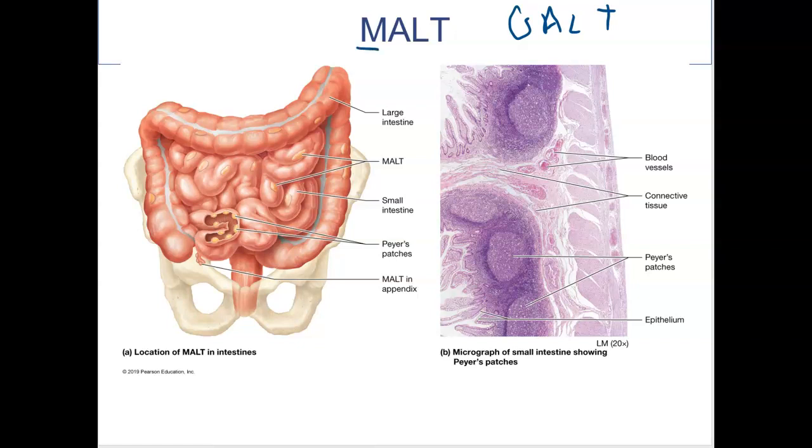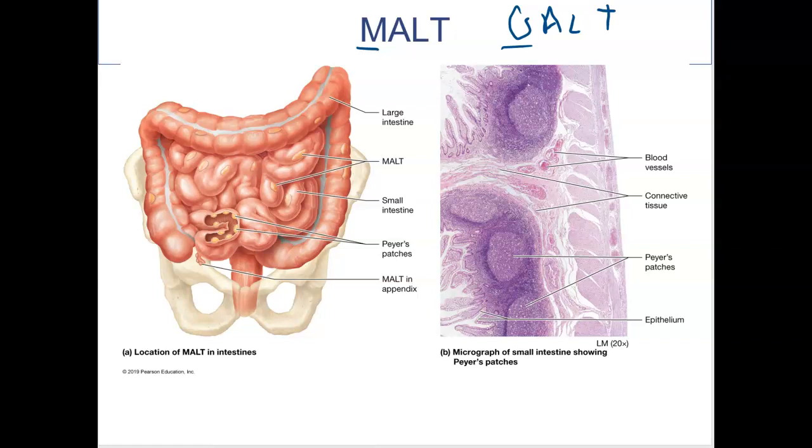Mucosa-associated lymphatic tissue, or they'll call it GALT for gut. Same thing. All these are special clusters of lymph nodes in certain areas of the body. So you want to have a lot of clusters of lymph anywhere you have an outside opening to help protect you from the pathogens outside of your body, like the respiratory, digestive, and urinary tracts.